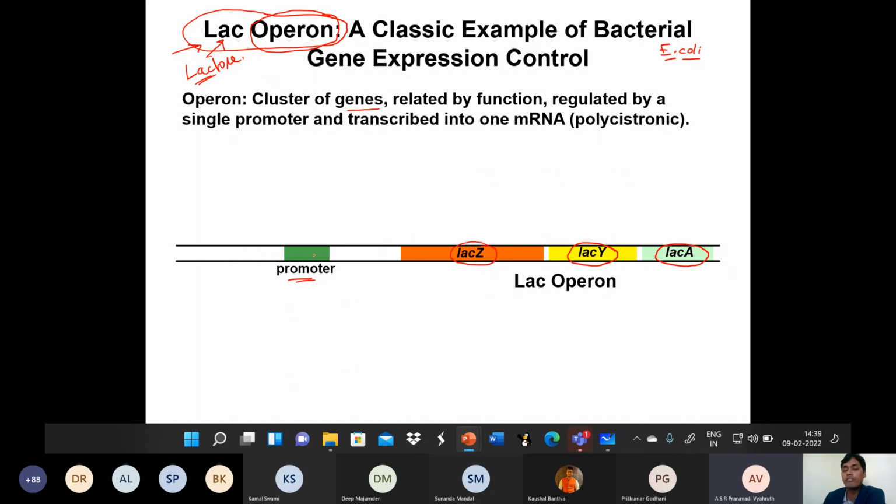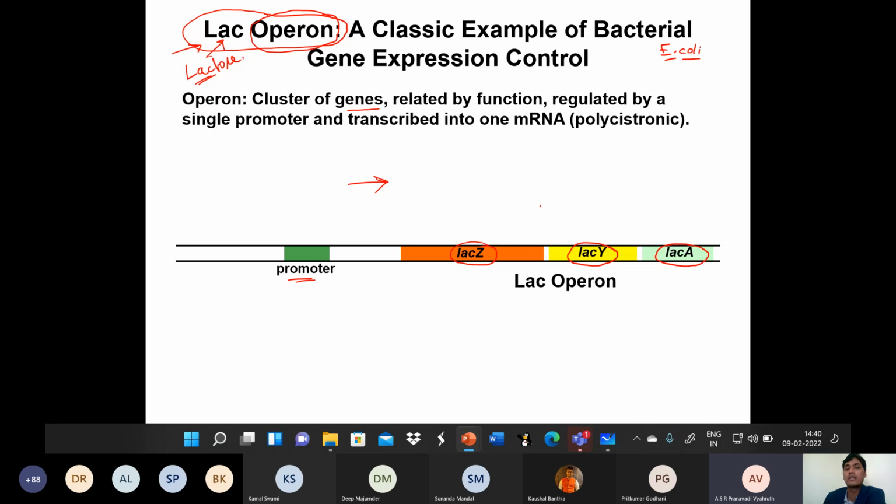So as a result of that, if an RNA polymerase molecule binds this promoter and then it moves in this direction, that means all these three genes should be transcribed at the same time, right? So now I believe I have explained this word, cluster of genes.